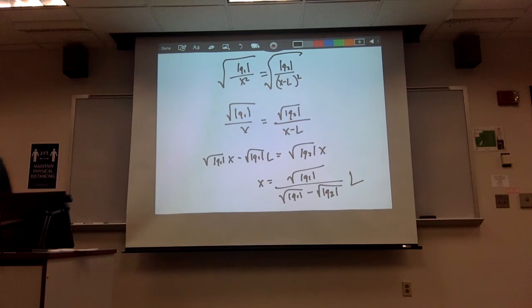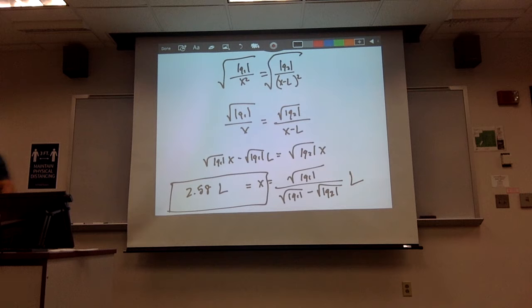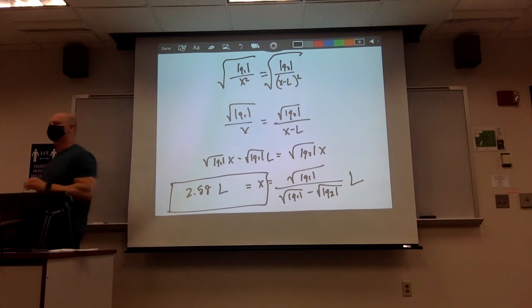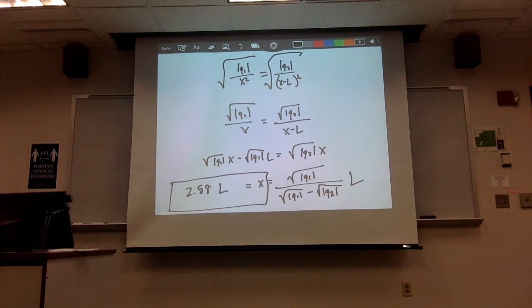Plug in all that stuff, what I finally find is that this works out to be, right over here, about 2.58 times L. So this is the location I would put it. I put them at roughly 2.6 times L away from the origin. That'd be the location where the force is equal to 0. Now let's make some other comments about this.